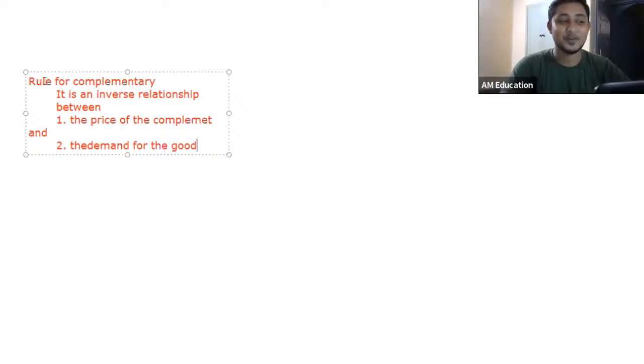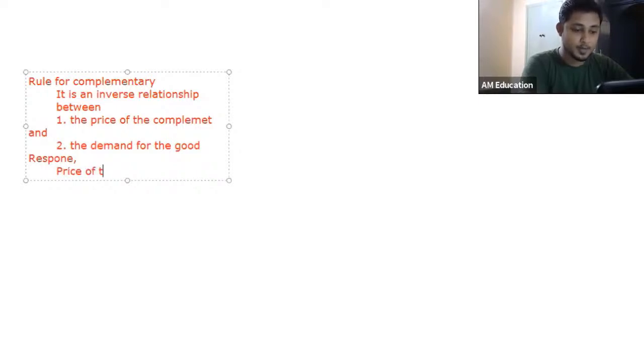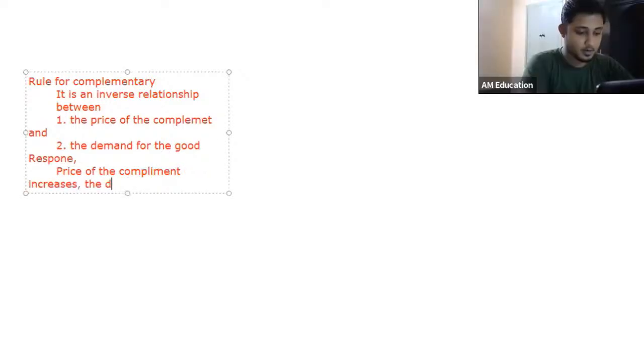Yeah. So, the rule of complementary goods is that it is an inverse relationship between the price of the complement and the demand for the good. And what is the response? Price of the complement increases, the demand of the good decreases. Lovely. And if the price of the complement decreases, the demand of the good increases.